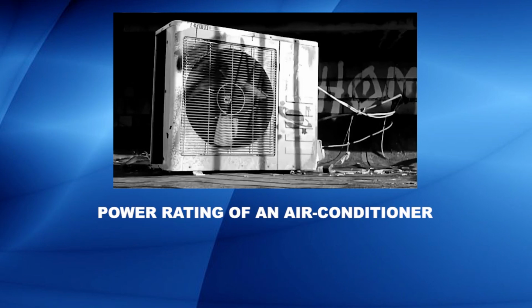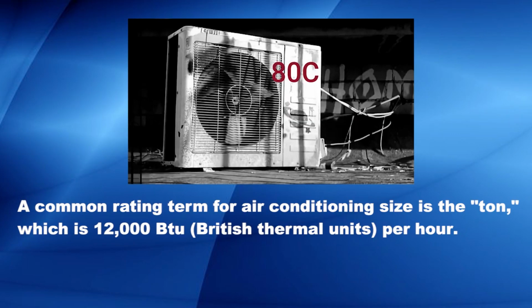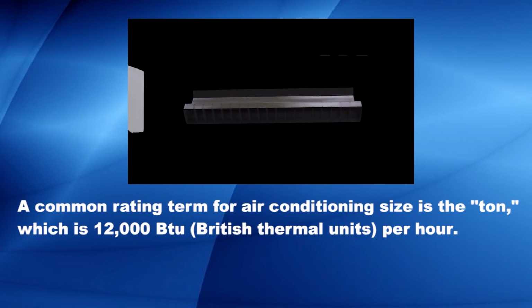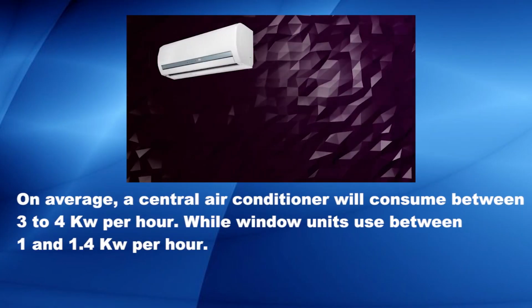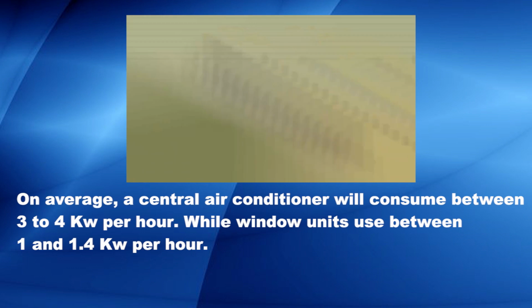The next topic we will discuss now is the power rating of an air conditioner. The common rating term for an air conditioning size is the ton, which is 12,000 BTU, that is British thermal units per hour. An average central air conditioner will consume between 3 to 4 kilowatts per hour, while window units use between 1 and 1.4 kilowatts per hour. A 1.5 ton split AC typically consumes between 1.2 to 1.6 kilowatts of power per hour.